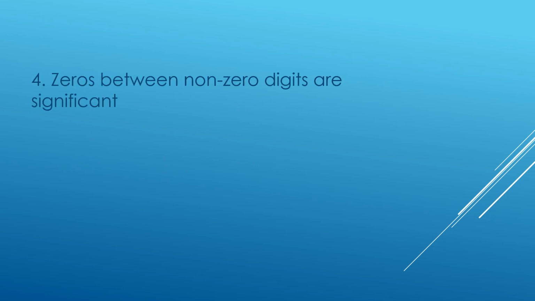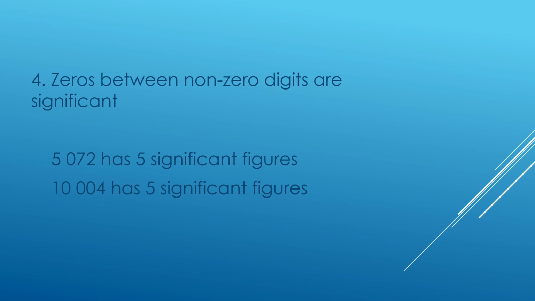Next, zeros between non-zero digits are significant. 5072 has 5 significant figures. The 0 between 5 and 7 is significant. 10,004 has 5 significant figures. The 3 zeros between 1 and 4 are all significant.